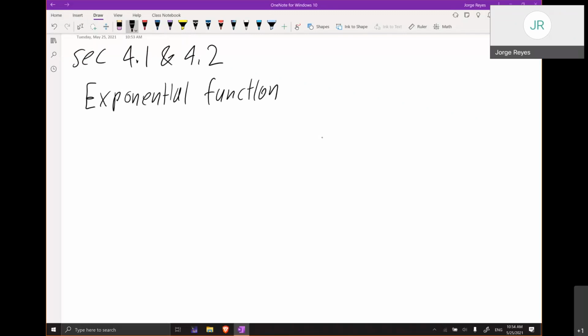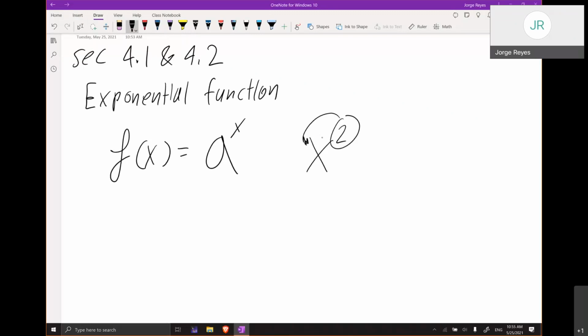Okay, and the exponential function looks like this. We have f of x equals a to the x. So it's not x squared. Right here, the number was on top and the x is the base. This is the opposite, where the base is a number and x, the variable, is actually the power. Because this could get a little complicated, we like to force a to be a positive number and also not 1.